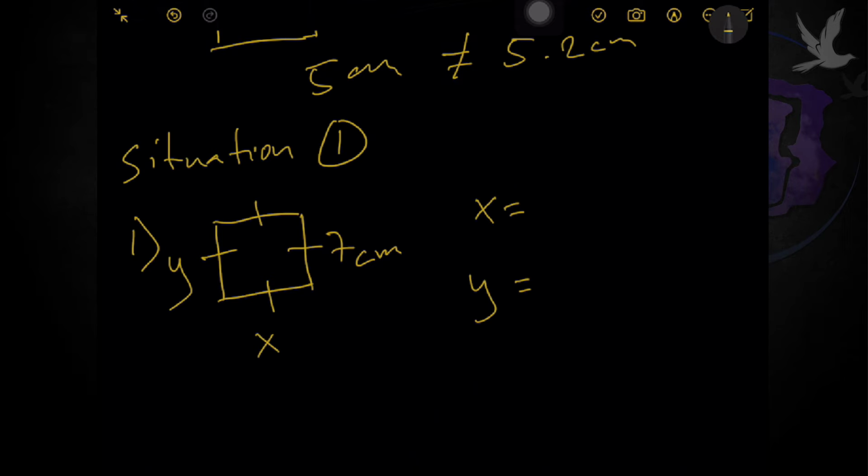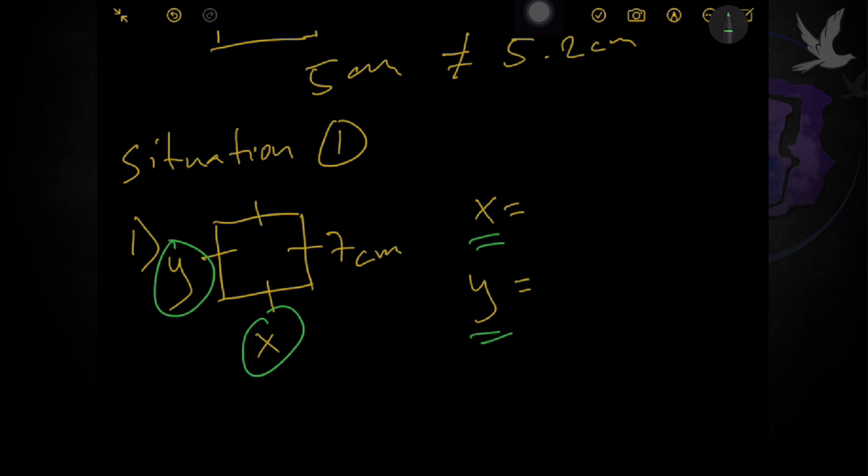Okay, so there are situations in your book and worksheets where you are asked to solve for a certain value. In this case, you're asked to solve for the value of x and y, in which x is here and y is there. So first is to investigate, you really need to investigate the shape.